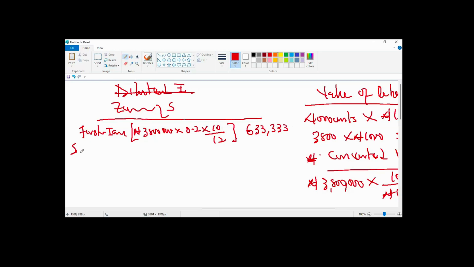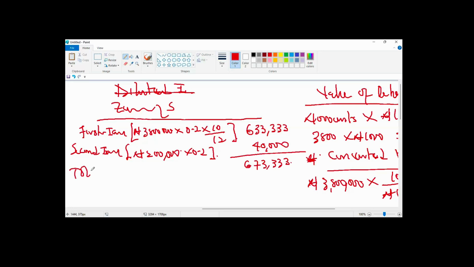Then the second earnings, those that have not converted, which is 4 million minus 3, that will be 200,000. 200,000 times 0.2 gives 40,000. That's 40. Then this is the total earnings.